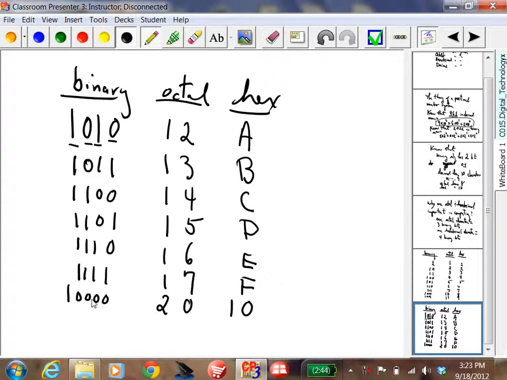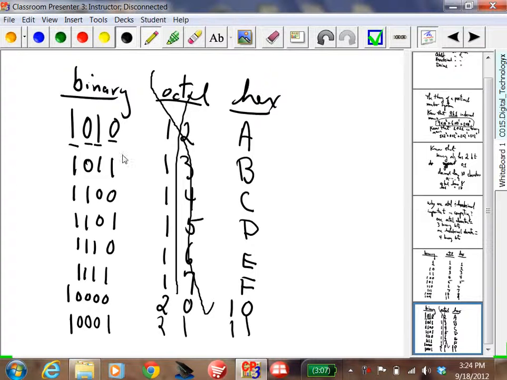So this is 1, 2, 4, 8, 16. Here this is 2 times 8 is 16. Here 1 times 16 is 16. 17. So it's easy then to convert hexadecimal and octal into binary. Actually, octal is a little bit obsolete, okay, because it used to be that a byte was 6 bits, or 2 octal digits.